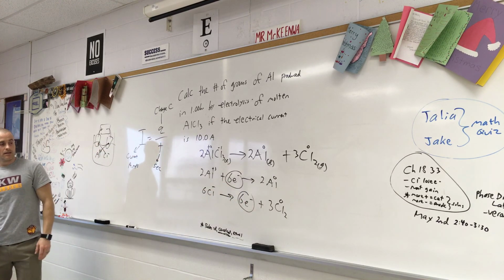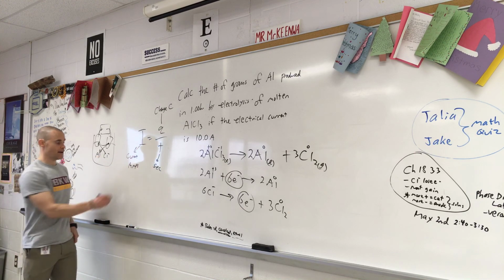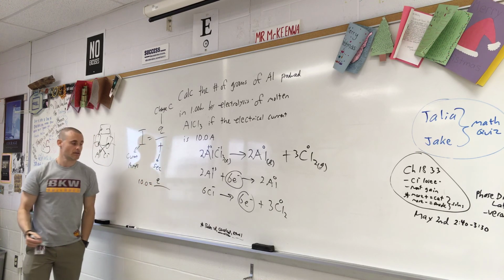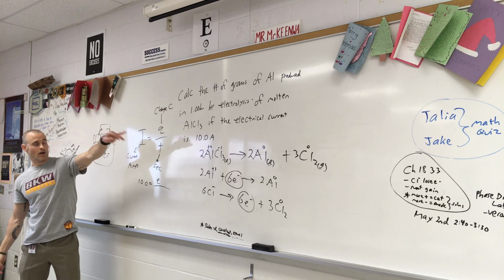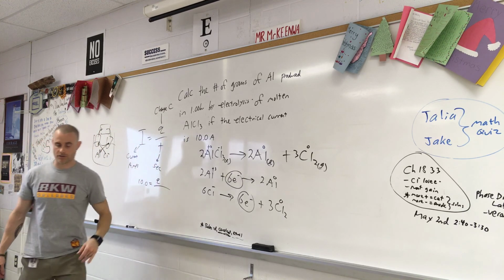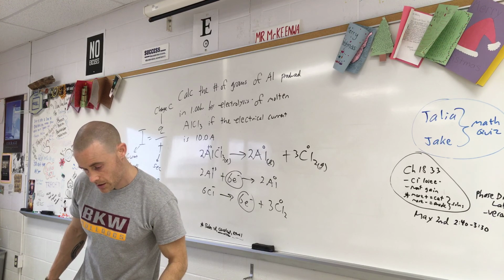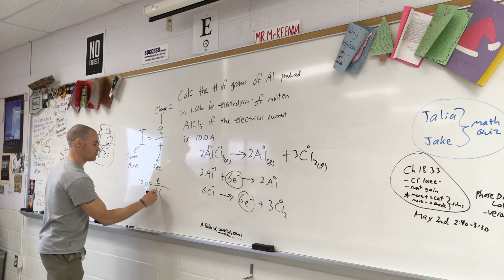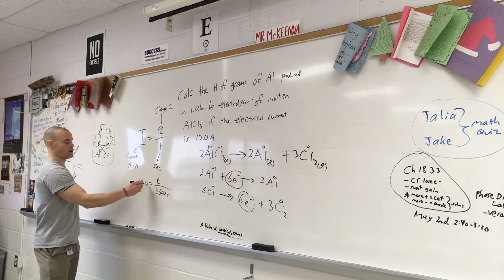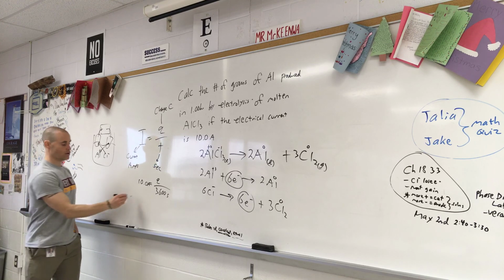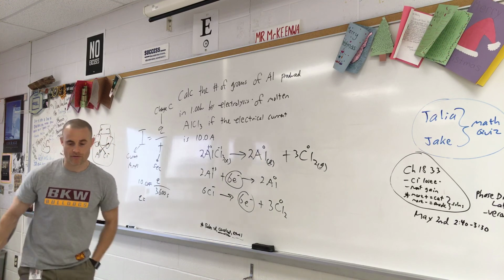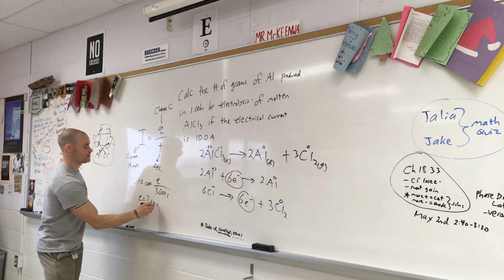All right. So, here's how we do it. I'm going to run through it real quick. Current is 10 amps. We're solving for Q. We don't know it. Seconds: 1 hour, 60 minutes times 60 seconds, so 60 times 60, so 3,600 seconds. Amps times seconds gives us coulombs. We get 3.6 times 10 to the 4th coulombs.